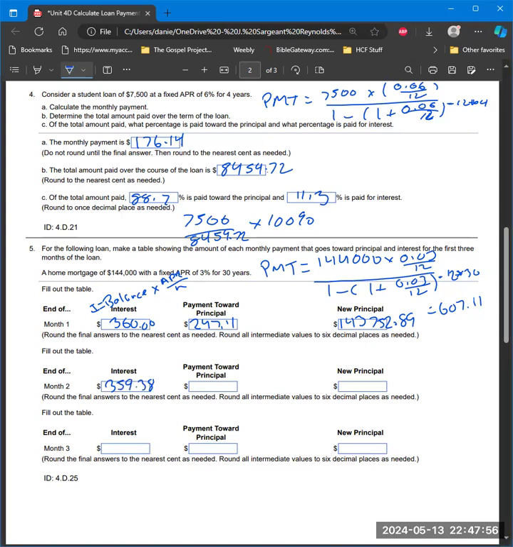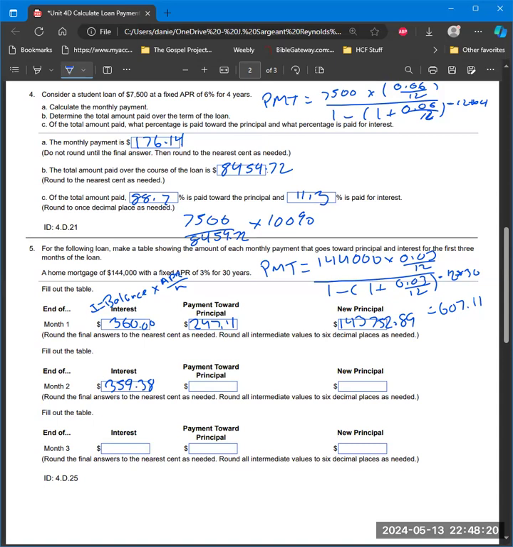Notice that it's gone down a little bit because I've paid a little bit of my principal off. So we're going to have our biggest interest payments at the beginning, with the least amount going towards principal. And then towards the end of our loan, we're going to have very little going to interest and most of our payment, if not all of it, going to principal.